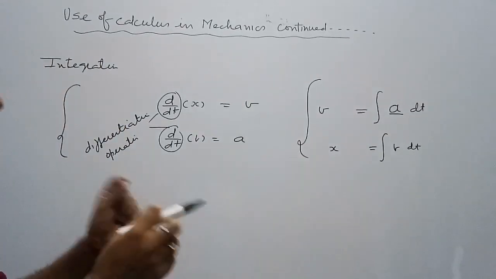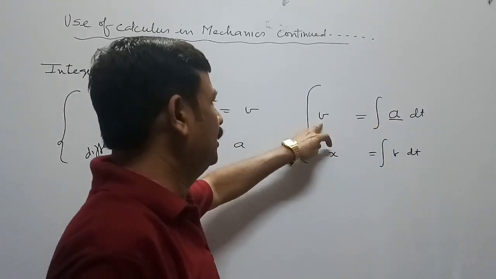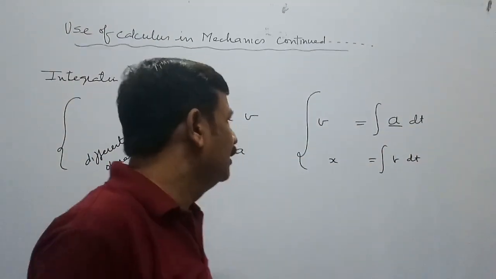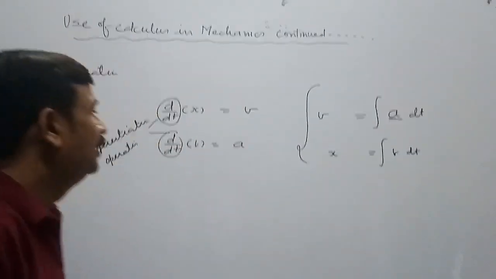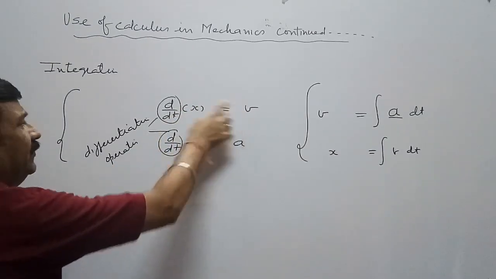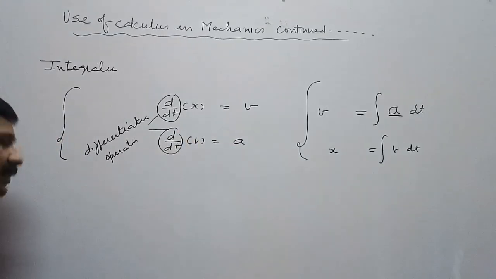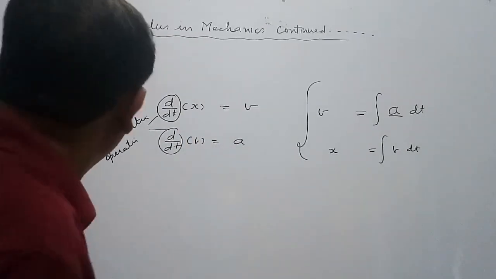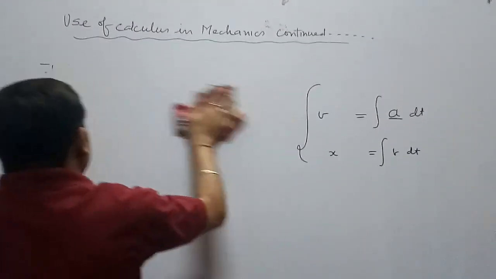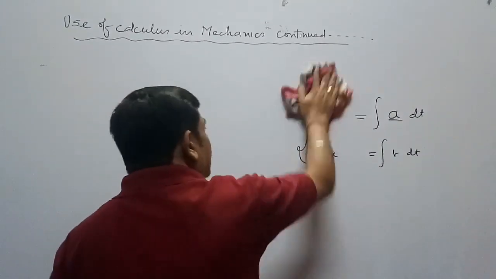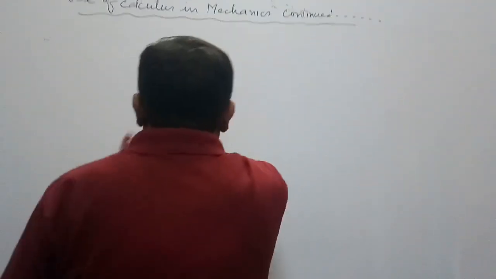But you should keep this point in mind: if acceleration is given and we want to know velocity, we have to go for integration. If velocity is given and we want to know distance, we have to go for integration. If distance is given and we want to know velocity, we have to go for differentiation. If velocity is given and we want to know acceleration, we have to go for differentiation. As there were a few rules of differentiation, similarly there are a few rules for integration. We will discuss these rules and apply them in a simple example.